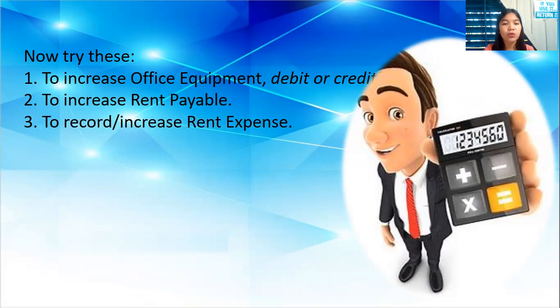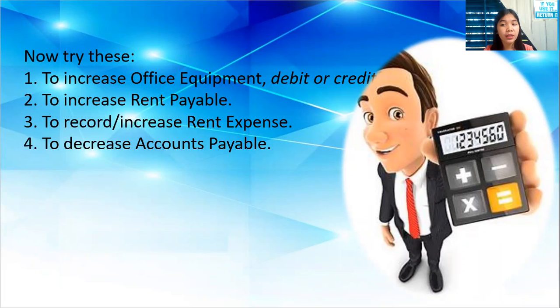Next one is to record or increase rent expense. Rent expense can be found on the debit side. And if you're going to increase it, therefore you are going to debit this one. Next one is to decrease accounts payable. Okay, this is an opposite of number two, to increase rent payable. If you're going to increase that one, you need to credit it. But if you decrease the accounts payable, you are going to debit it because the normal balance of payable or liabilities is on credit side.